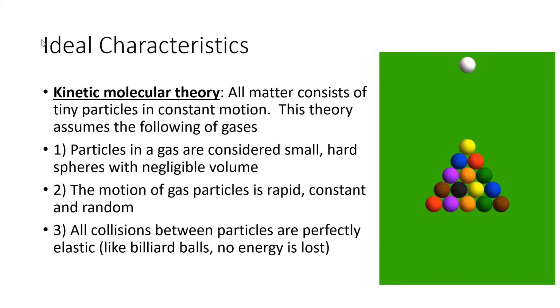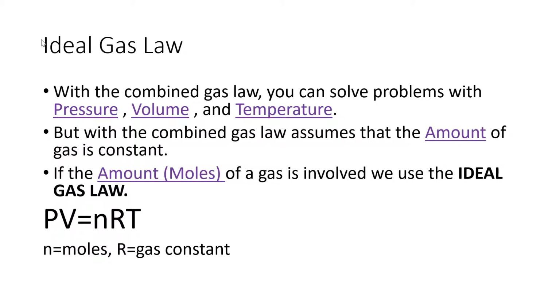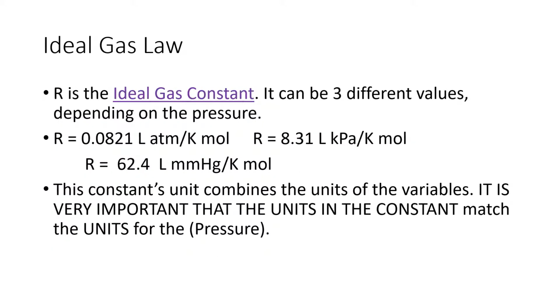But if we assume those things, then we got this great law called the ideal gas law, which means the pressure times the volume equals the moles times the gas constant times temperature. Now, this is going to be true regardless of the amount, because we have a moles portion of this equation. The one we were using before, which is P1 V1 over T1 equals P2 V2 over T2, assumed the same moles. So now we have varied moles, which is good. But we also have this R, this gas constant.